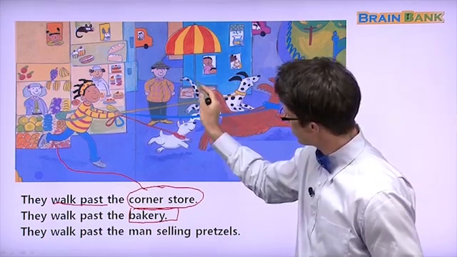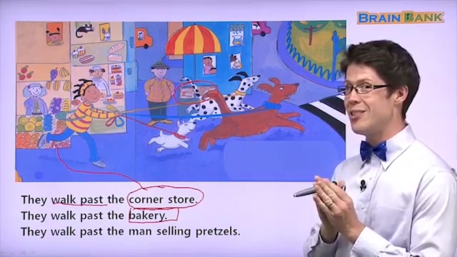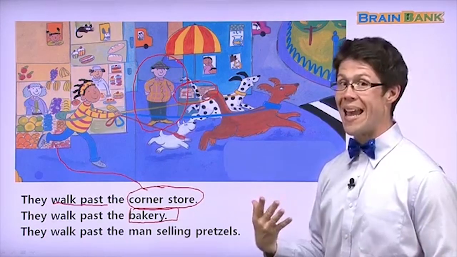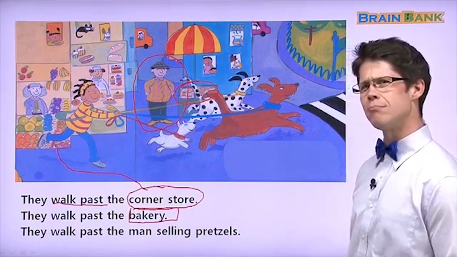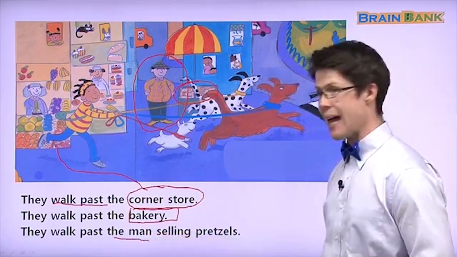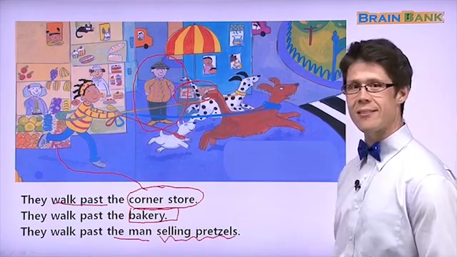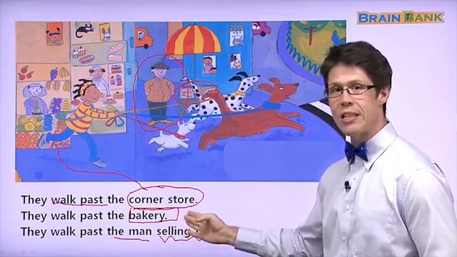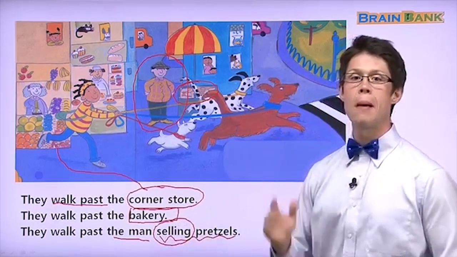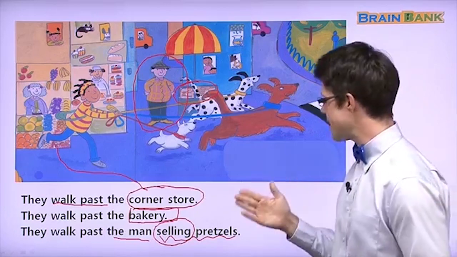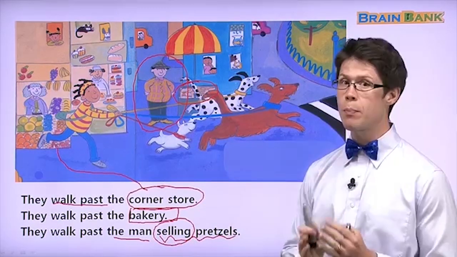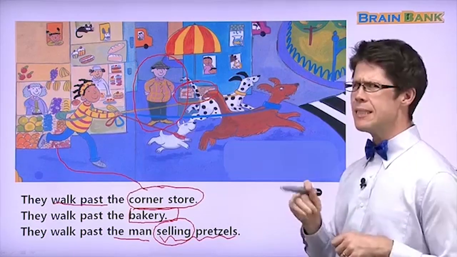And look at this over here. Here we have some food. 맛있는 과자 있고. And we also have some 아저씨. 아저씨, man. Right? And some food. What is that? They walk past, 지나간다, the man, 아저씨, selling pretzels. Pretzel, 파시는 아저씨, 지나간다. Okay, selling, sell는 팔다. Okay, 파시는 아저씨, the man selling, what is he selling? Pretzels. Pretzel는 맛있는 과자, 빵 비슷해요.